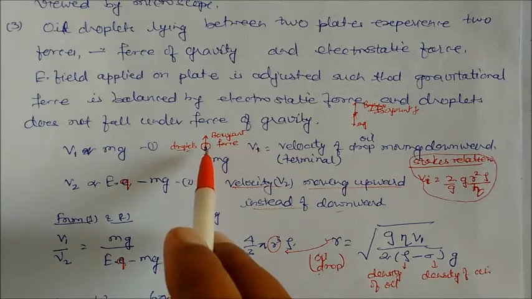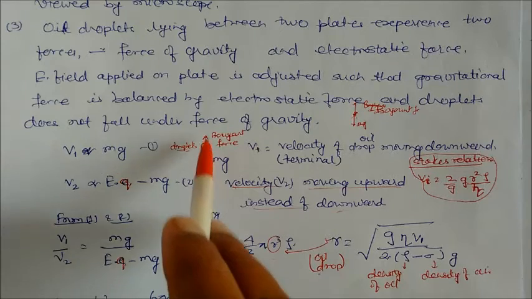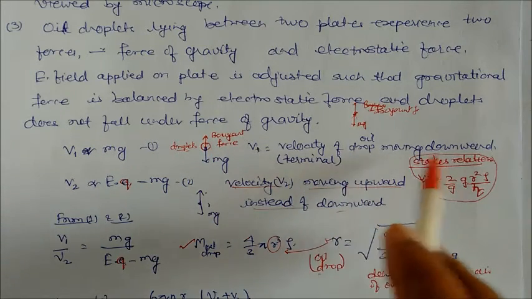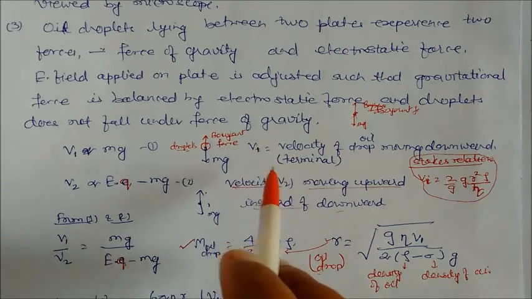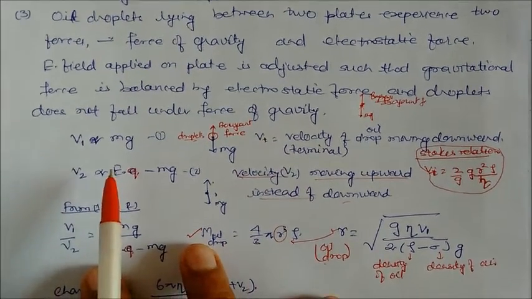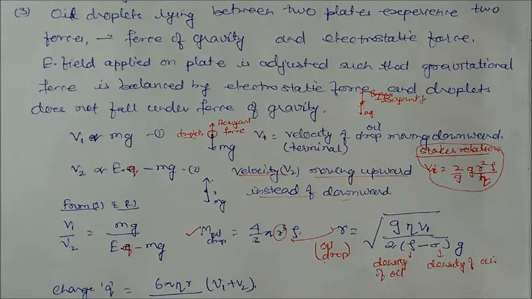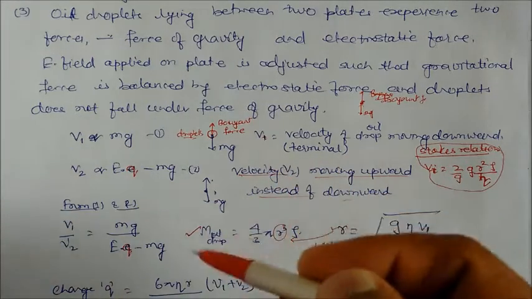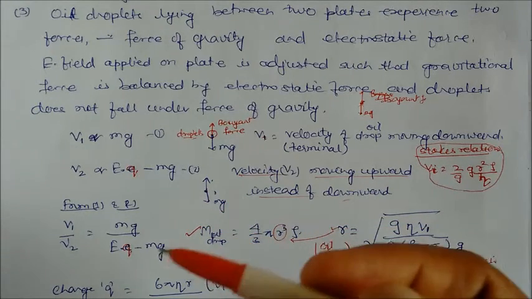That droplet is falling under mg, and here is the buoyant force. What is V1? V1 is the velocity of the oil drop moving downward, and this velocity is the terminal velocity. Terminal velocity is just like when you throw a stone into water. What will happen? In water, initially its speed will be a little bit high, but after that, getting some resistance inside the water, it will fall with a very smooth, constant velocity.